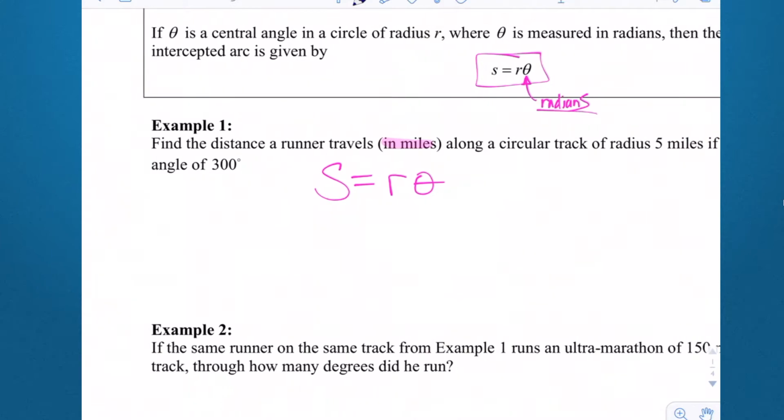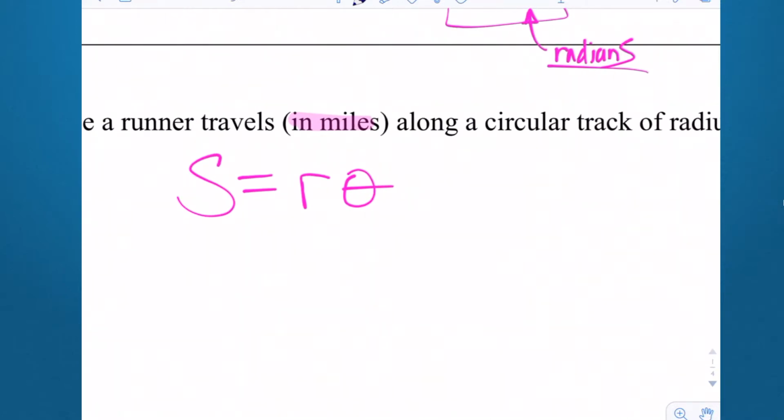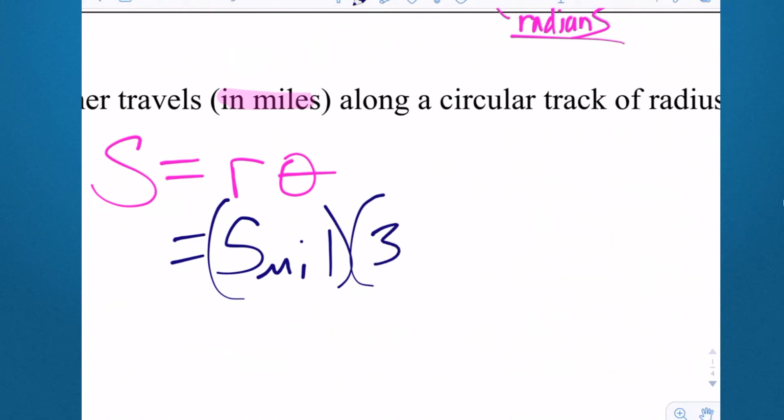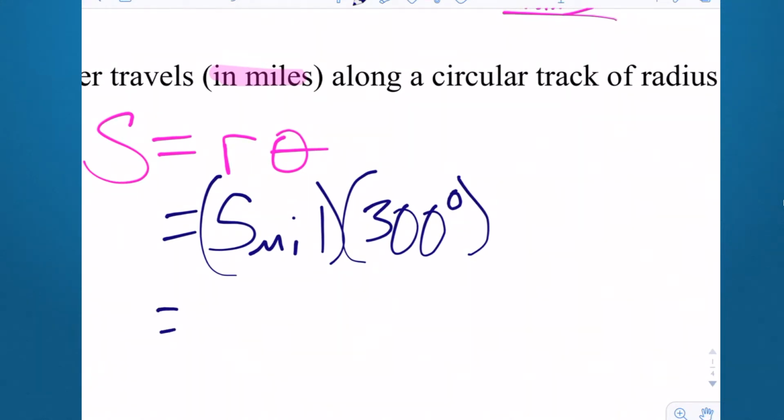If we're trying to figure out how far he's running, which variable are we interested in finding, S, R, or theta? S. That would be the distance around the circumference, okay? So the radius of the circle is 5. I'm going to go ahead and put my units in there for now, miles, and he runs through an angle of 300 degrees.